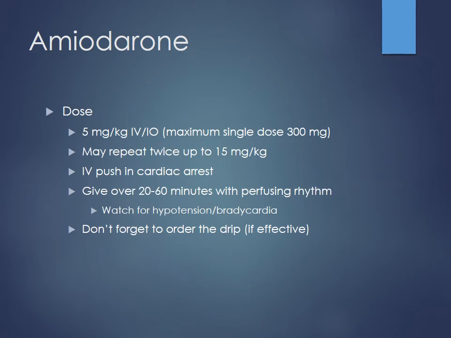So you can see here that typically if you have a patient who still has a spontaneous circulation, they're still breathing, you want to give this not as an IV push, you want to give it over a longer period of time, usually 20 to 60 minutes or so, because if you give that too fast, you can see bradycardia and hypotension develop.